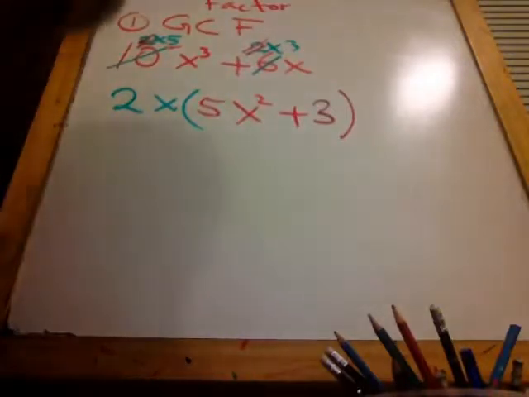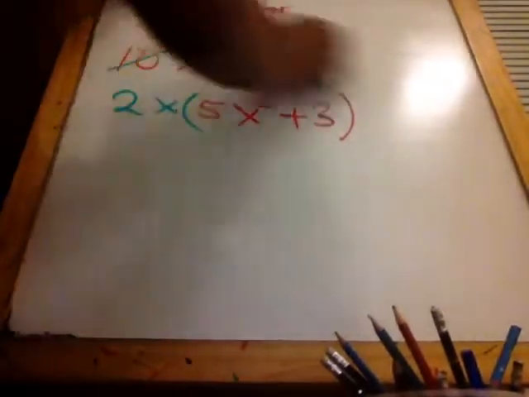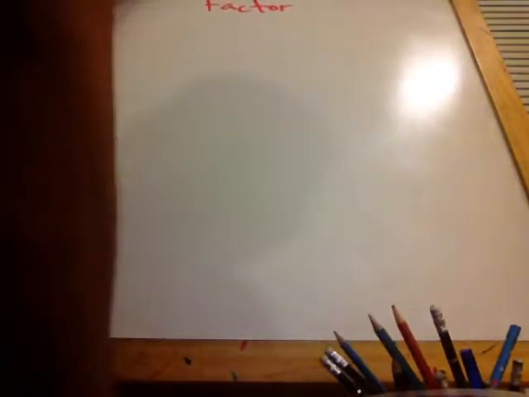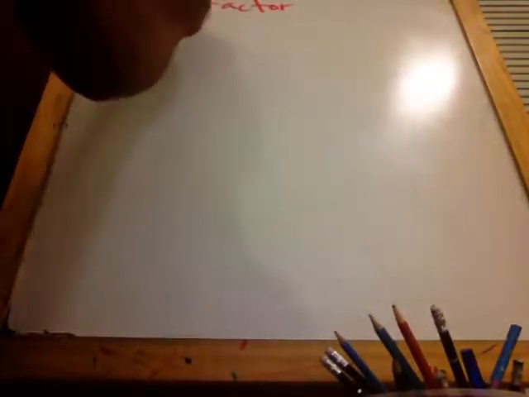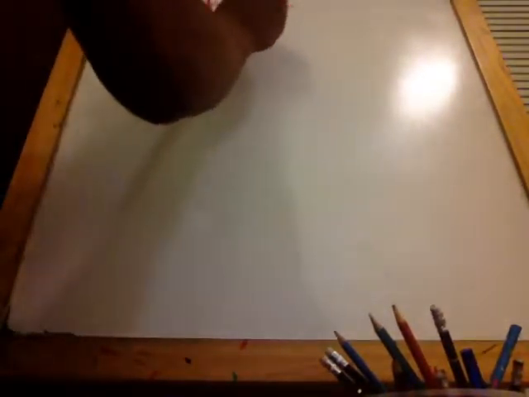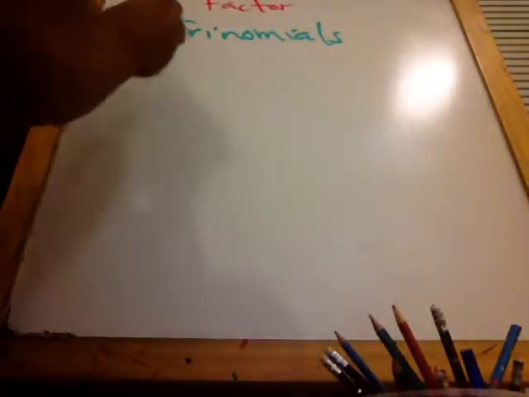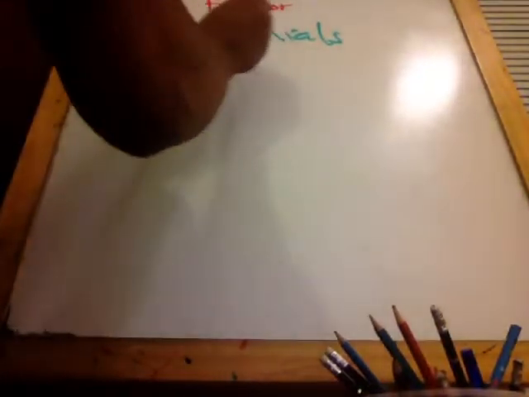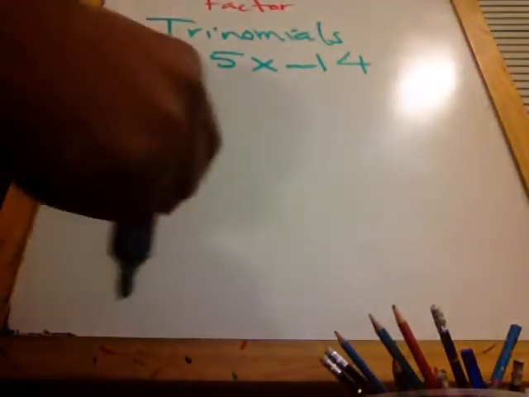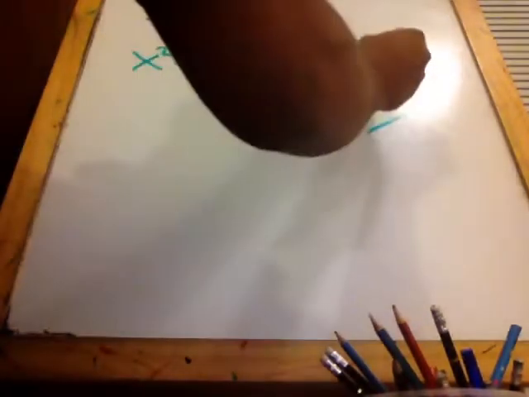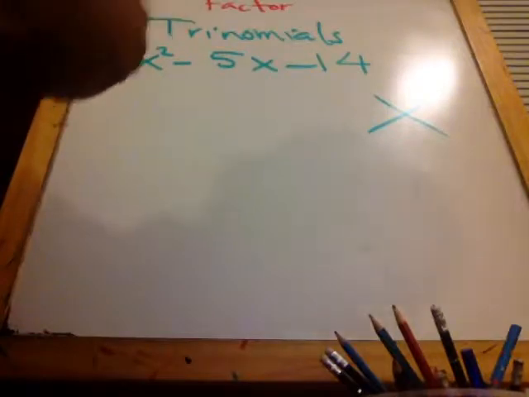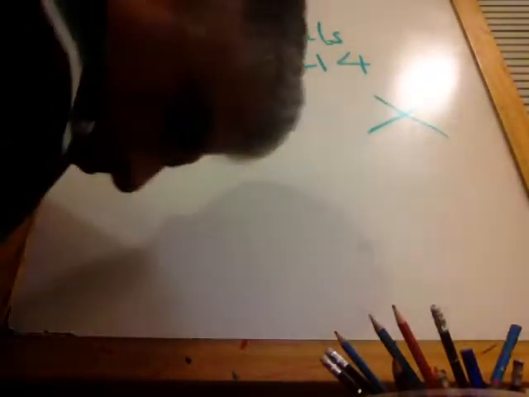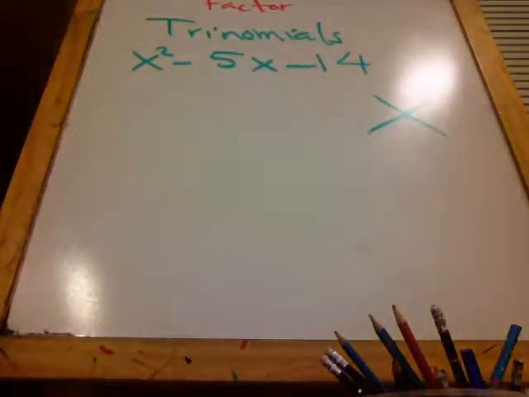Okay. The second technique we'll talk about is factoring a trinomial. Okay. If we have x squared minus 5x minus 14 here. Okay. Now we will go for the cross products to factor this term. And the first thing to do is to factor the x squared.